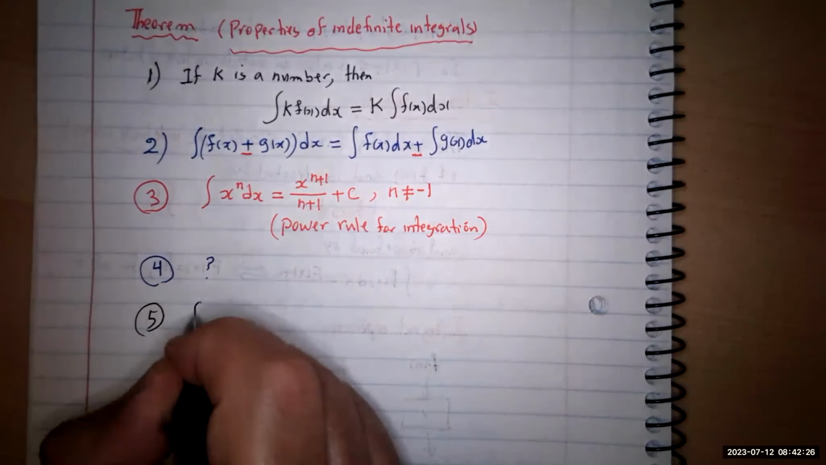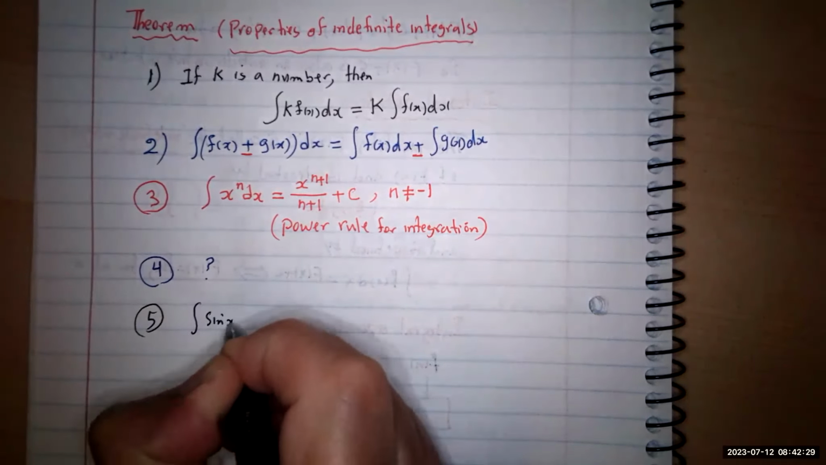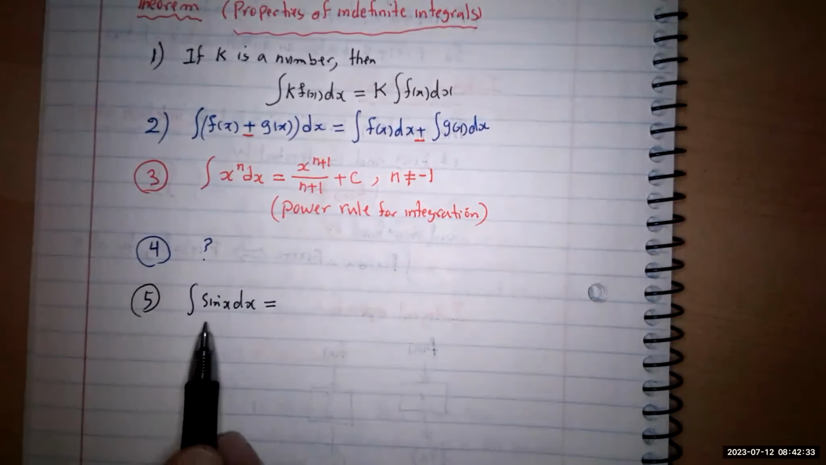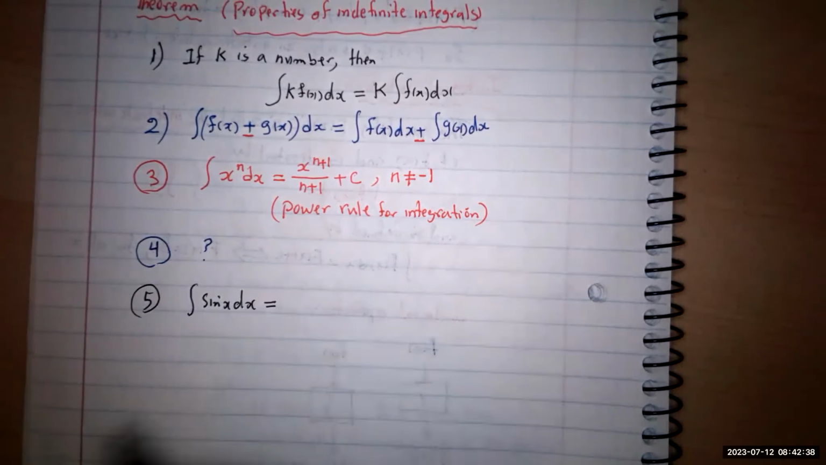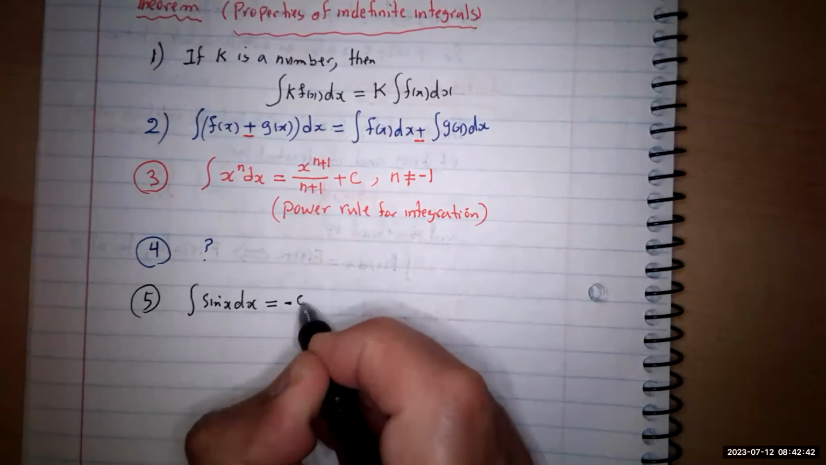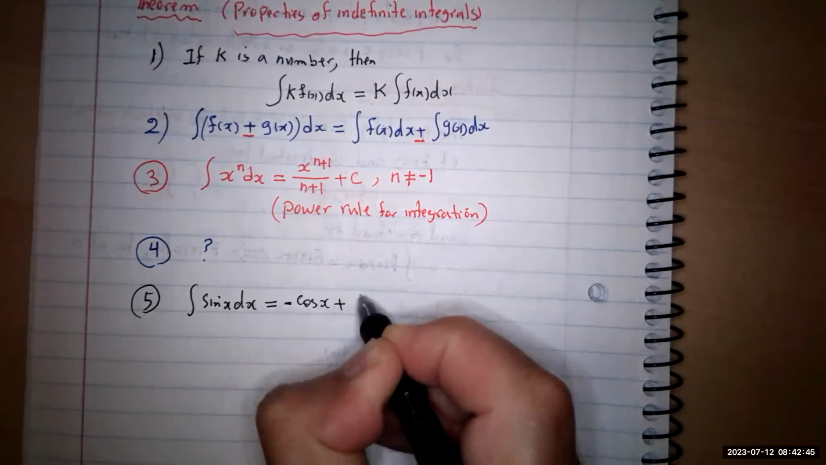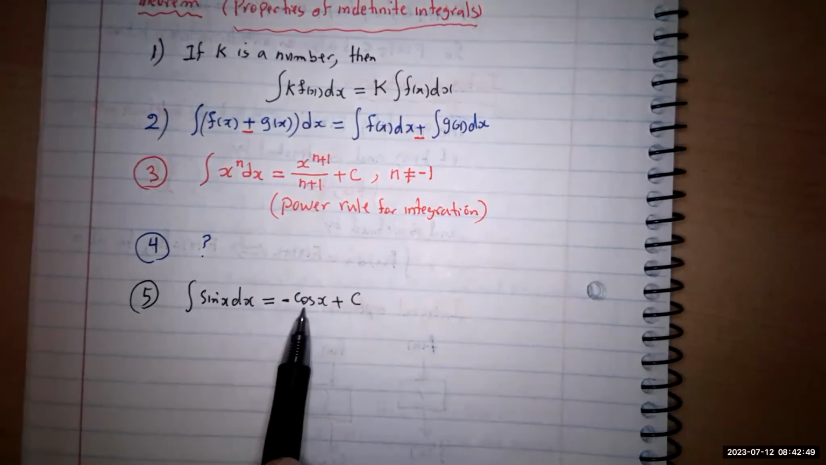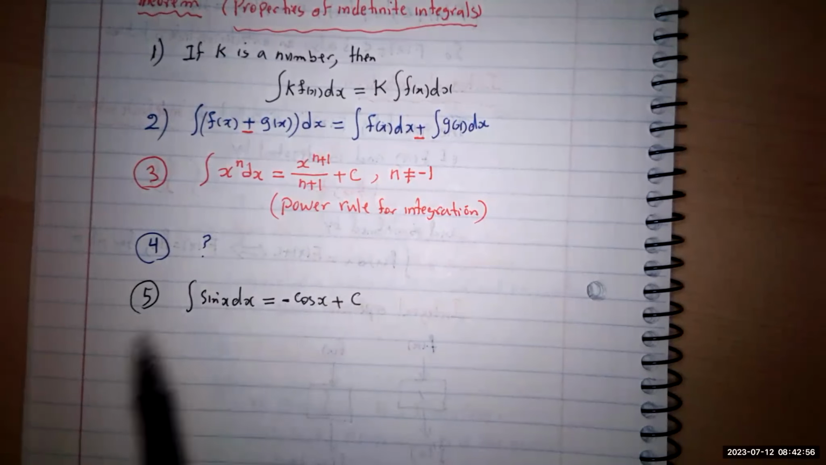So the first one is the integral of sine x dx. You want to find a function whose derivative is sine x. The derivative of a cosine is a negative sine. So you have to put the negative sign here to make it positive. Integral of sine is negative cosine, because the derivative of a cosine is a negative sine. Negative with a negative gives a positive sine x. Okay, let's make sure you know it.